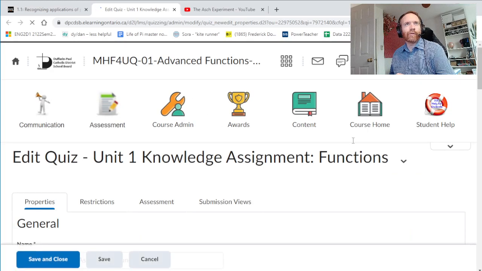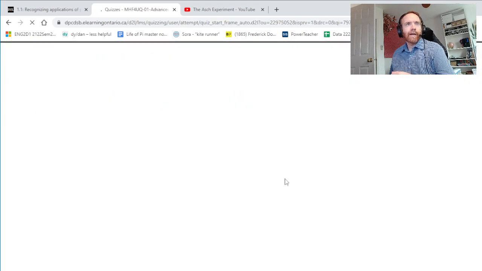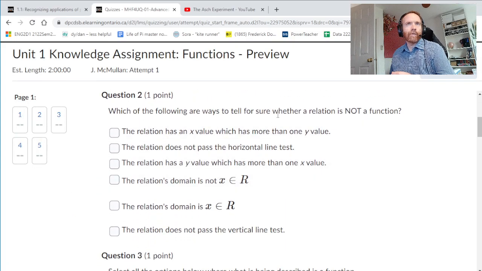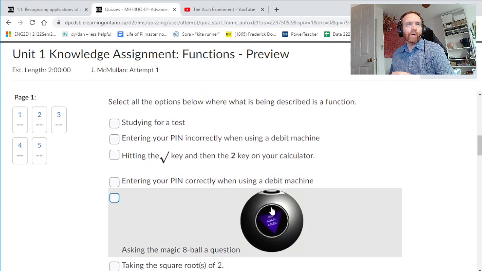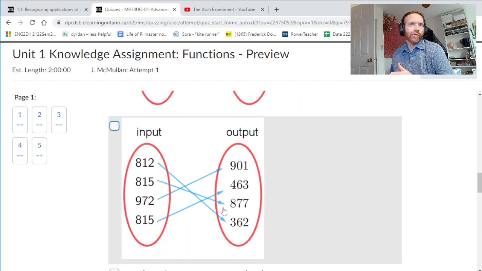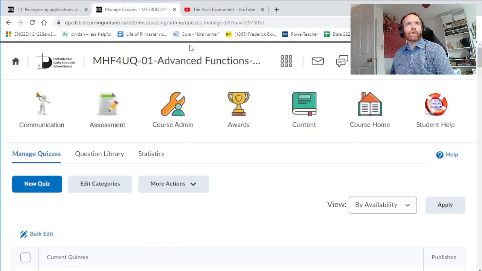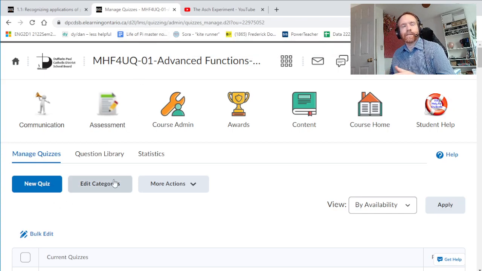If you do load this up, right, you'll see that for the first one at least it's some true or false questions about functions, whether something is a function or not, which one of these situations would represent a function, how about these diagrams, and so on and so on, right? So these are your sort of daily or weekly assignments that count towards your grade, and then your tests count as well.